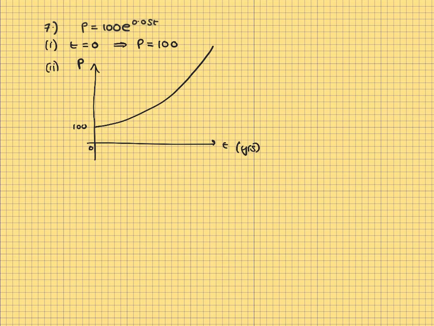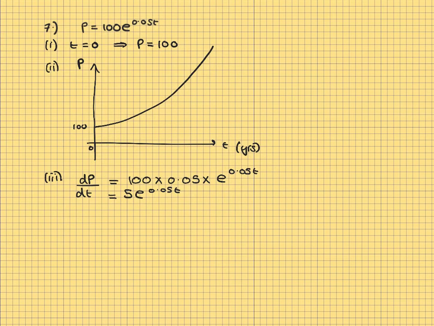So part 3. Find the rate at which the population is increasing after 10 years. So rate means we need to differentiate. We need to find dP by dt, the rate of change of the population with respect to time. So that's 100 multiplied by 0.05 multiplied by e to the 0.05t. So that gives us 5e to the 0.05t.